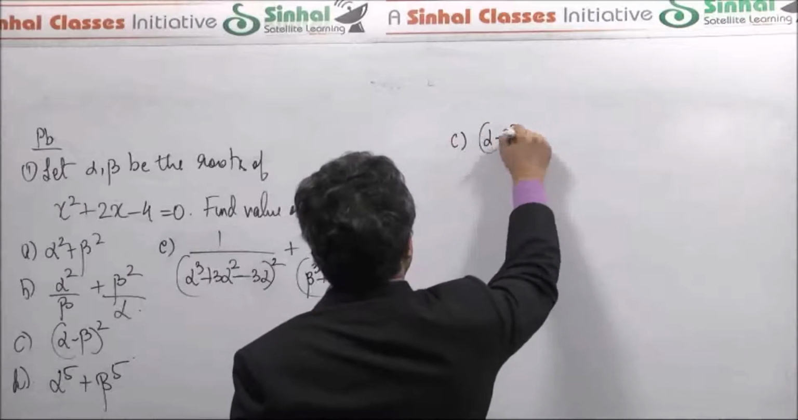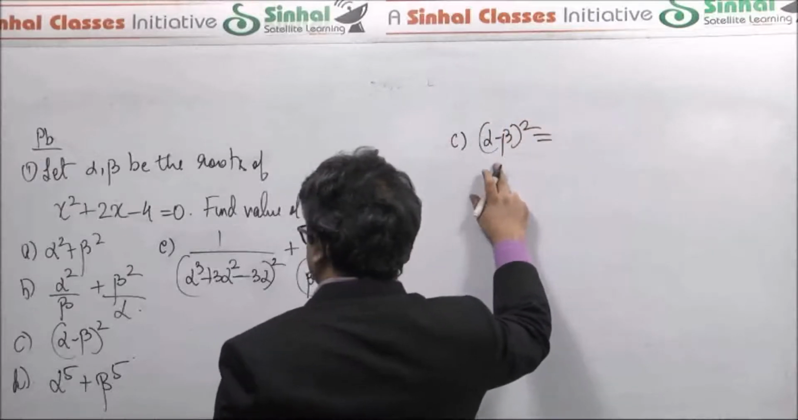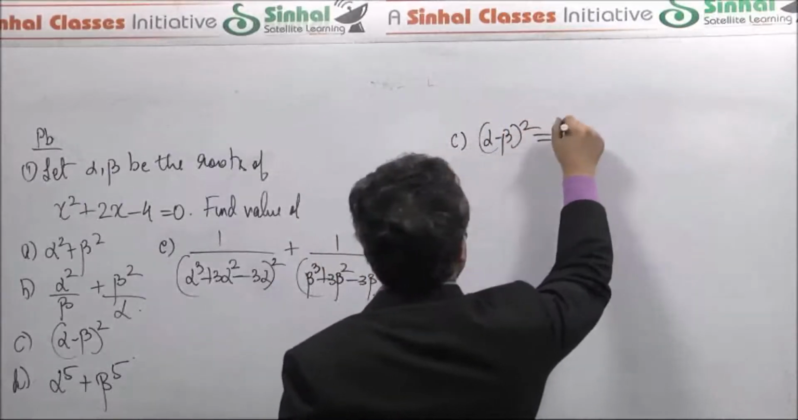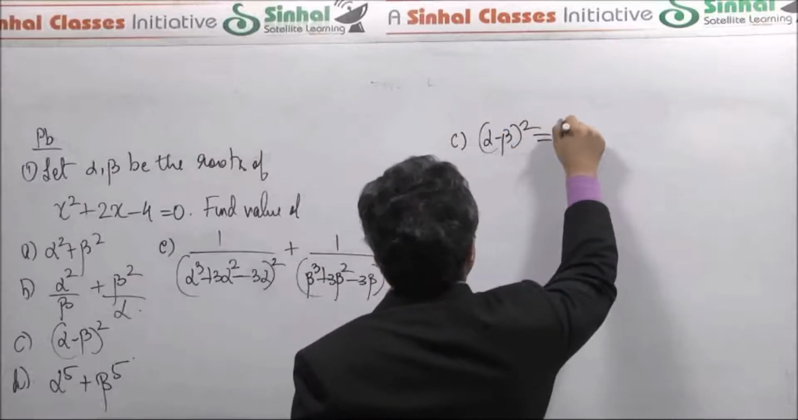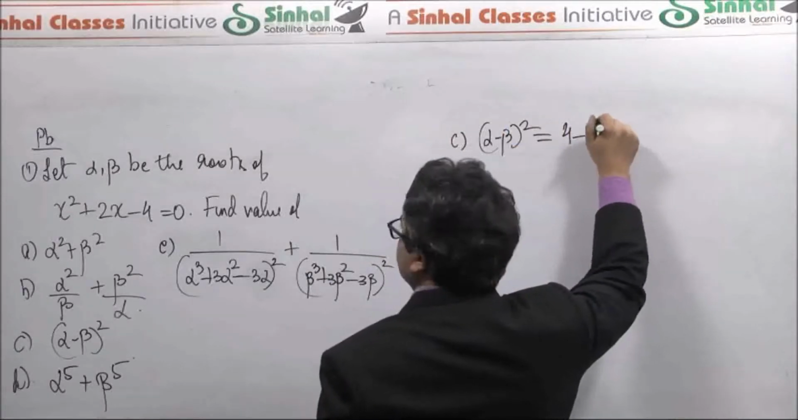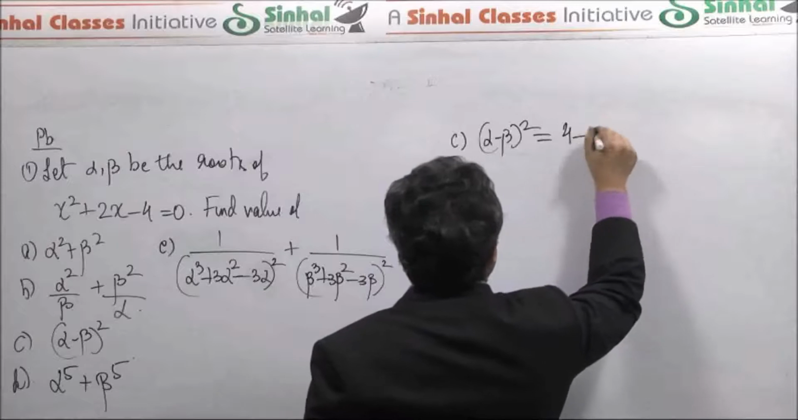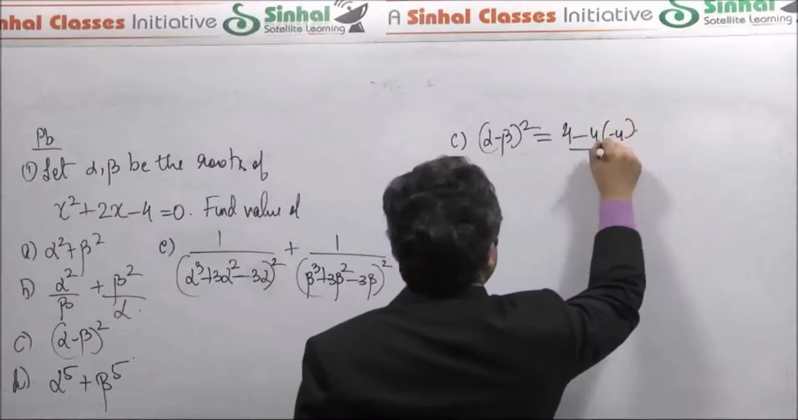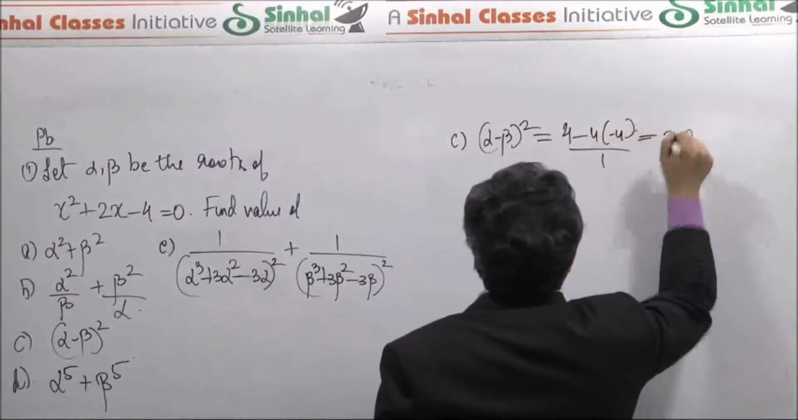C part again we have a standard result. Square of the difference should be the discriminant, which is b square minus 4ac. So that's 4 minus 4 into minus 4, that's 20.